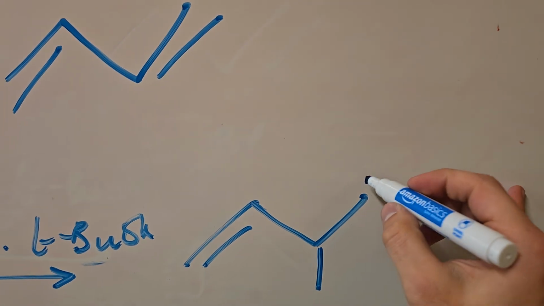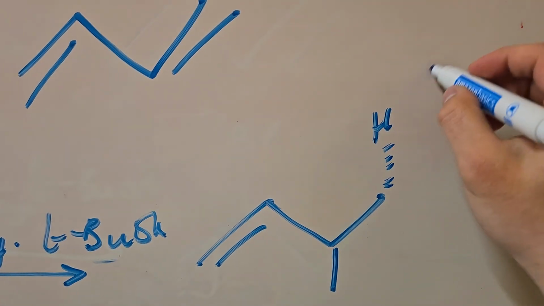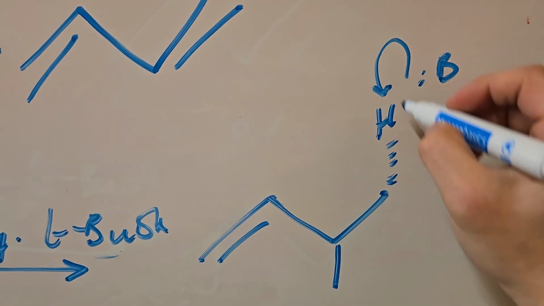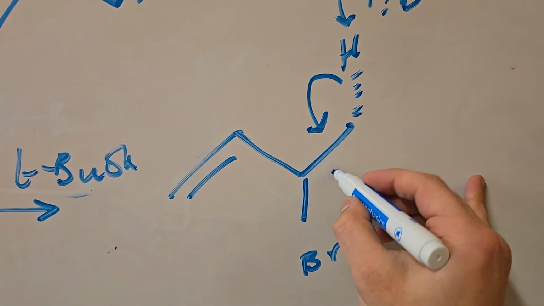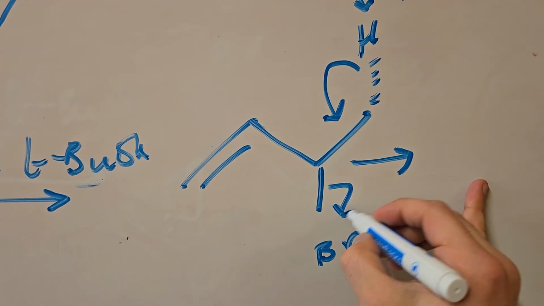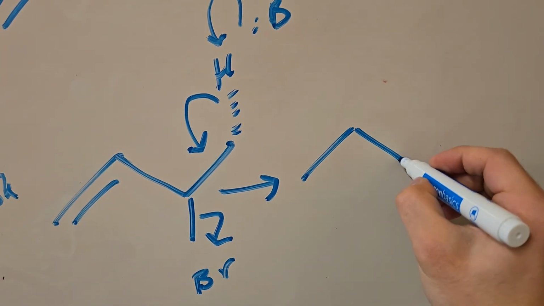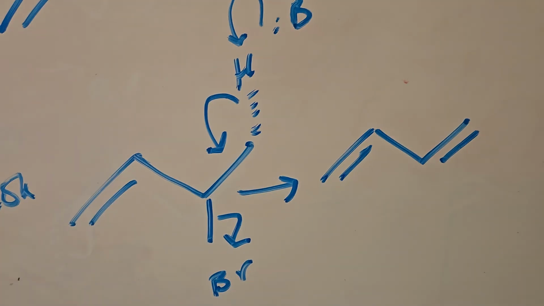Similarly, the other equivalent of tert-butoxide would deprotonate this hydrogen, the electrons going to this carbon-carbon bond, and subsequently kicking out the bromine in order to produce this conjugated pi system.